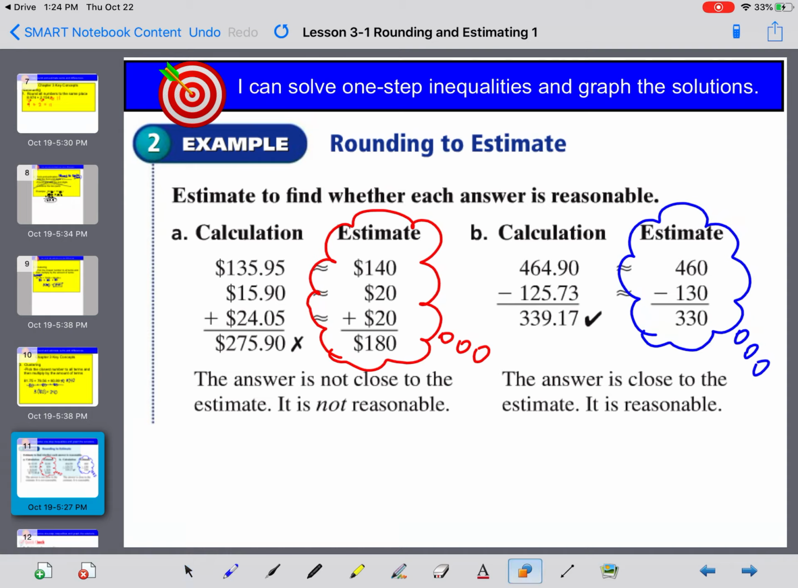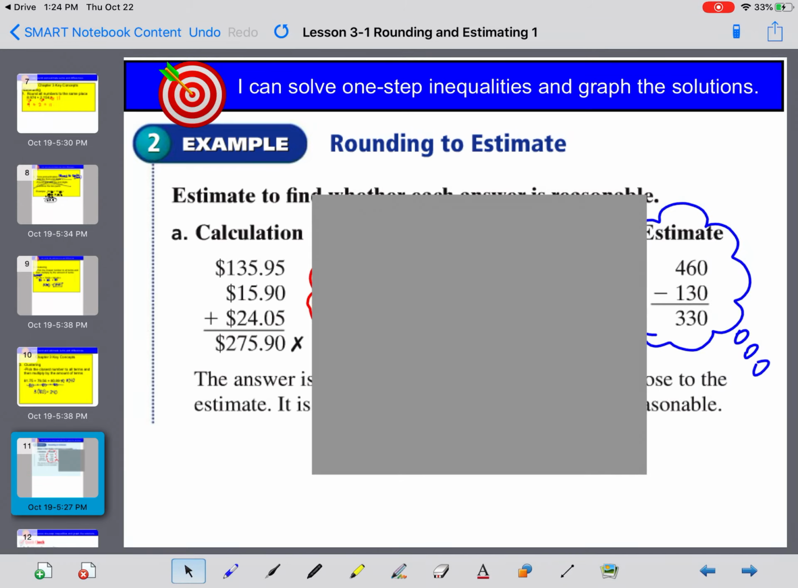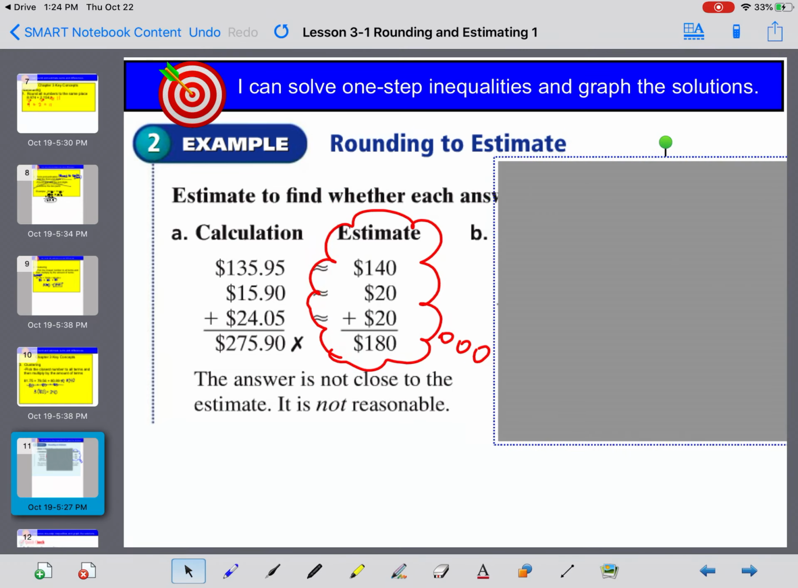So, for example, take a look at this one. Estimate to find whether the answer is reasonable. Well, here is the original problem. $135.95, $15.90, $24.05, and when I added that all together, I got $275.90.